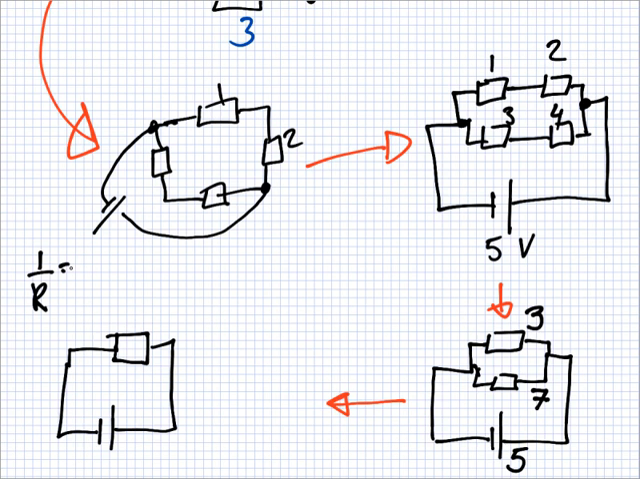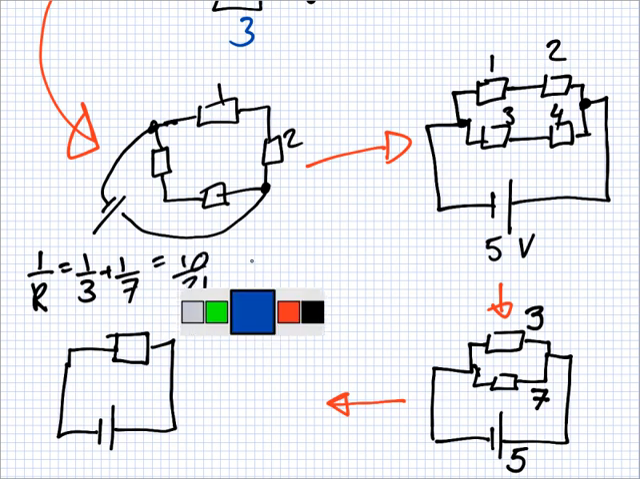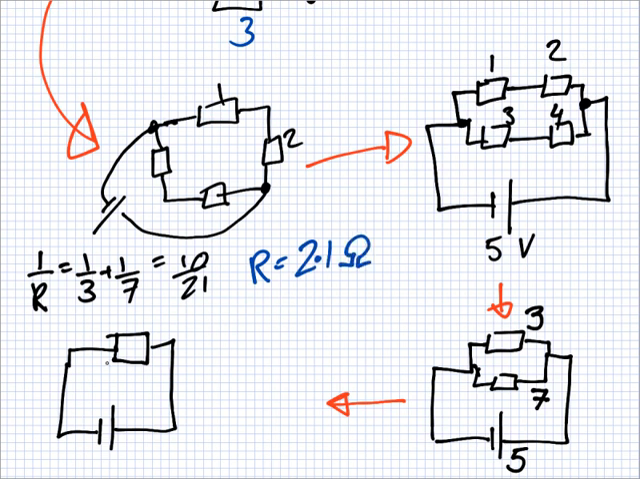1 over R equals 1 over 3 plus 1 over 7, which is 9 over 21. So R is equal to 21 over 9. Give me that to 4 significant figures. What's that? Of course, 7 plus 3 is 10, not 9. I don't need the calculator, thank you. 10 over 21, so R is 21 over 10, which is 2.1 ohms. So that is 2.1, and that's still 5 volts.